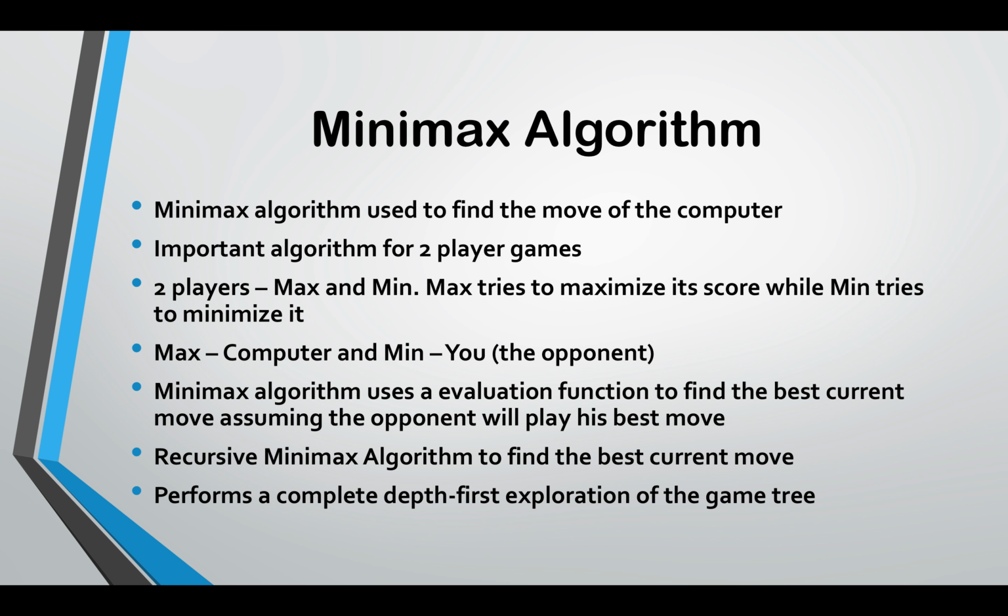It is used to find the move of the computer. It is a very important algorithm for two-player games. Basically, we have two players. One we call max and the other min. The max in our case is the computer, and the min is the opponent. This Minimax algorithm uses the evaluation function to find the best current move, assuming that the opponent will play the next move at his best. And we have applied the recursive Minimax algorithm, and it performs a complete depth first exploration of the game tree.